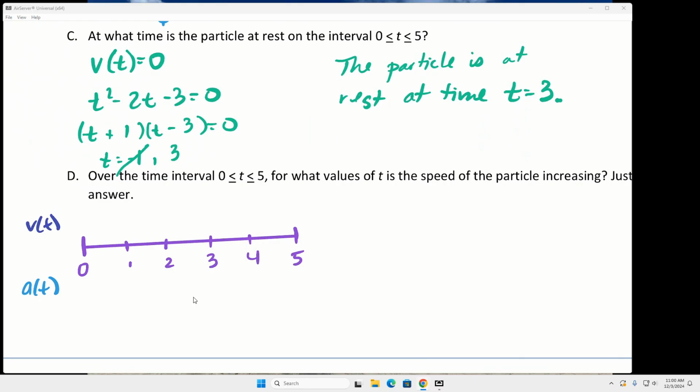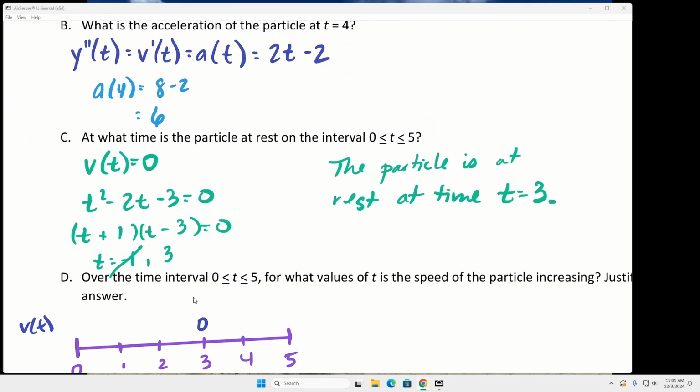To determine when the speed is increasing, we need to know if the velocity at all those times is positive, negative, or 0, and when the acceleration is positive, negative, and 0. Do we already know when the velocity is 0? 3. So above 3, I would just put a little 0 on my velocity side.